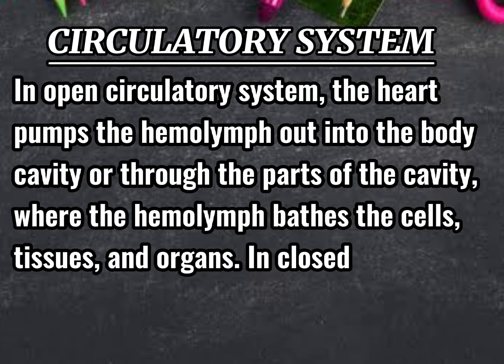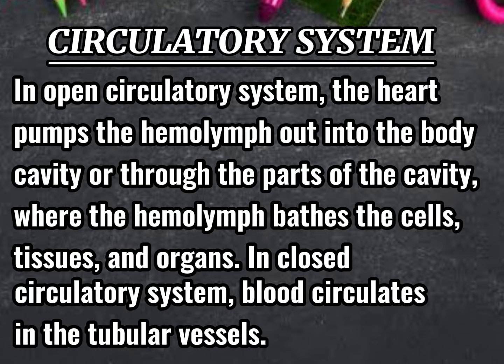In an open circulatory system, the heart pumps the hemolymph out into the body cavity or through the parts of the cavity where the hemolymph bathes the cells, tissues, and organs. In a closed circulatory system, blood circulates in the tubular vessels.